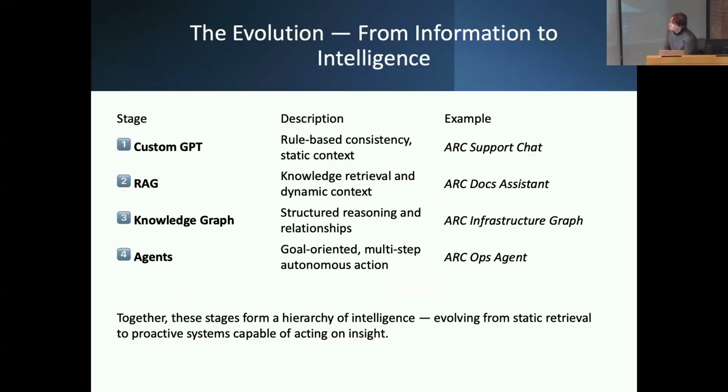If we were to think about this for Arc's case, a custom GPT is great for Arc support. RAG will be for our doc assistant. So when we're looking beyond the public-facing, a knowledge graph will be great for understanding infrastructure inside of Arc, and agents for operations. So like submitting scripts, managing any type of repetitive work, or even monitoring how much usage an account is having, and how they can reduce or optimize for cost and things like that. An agent would be the correct way to go.